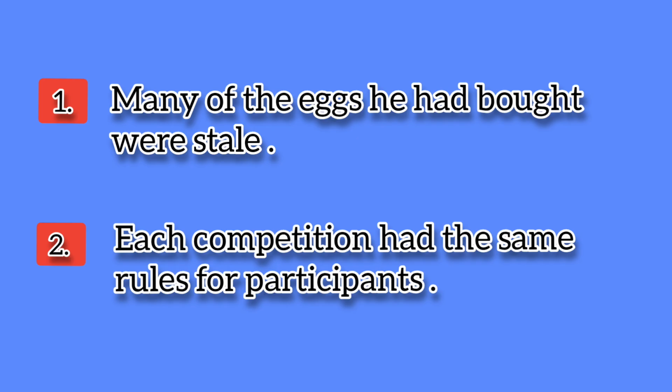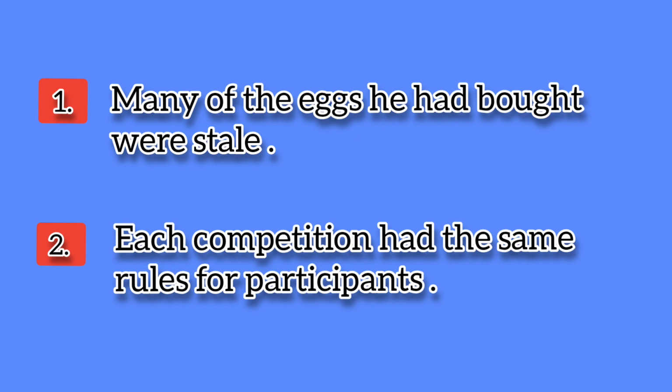So here in example 1, the noun is eggs and it is denoting the quantity of a noun. So in example 1, many is the quantifier and it expresses the quantity of the noun eggs. That means there were many eggs he had bought that were stale. So the noun eggs is in many quantities. So here many is the quantifier.